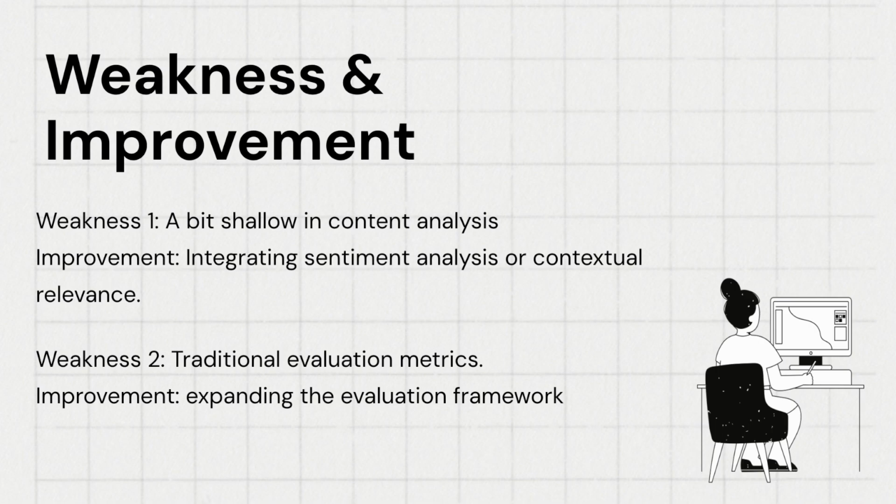And the second is, while the paper extensively used traditional metrics like AUC, MRR, and NDCG for evaluation, it may not fully capture user satisfaction or the qualitative aspect of news recommendation. So, for the improvement, we can expand the evaluation framework to include metrics such as diversity, novelty, and fairness.